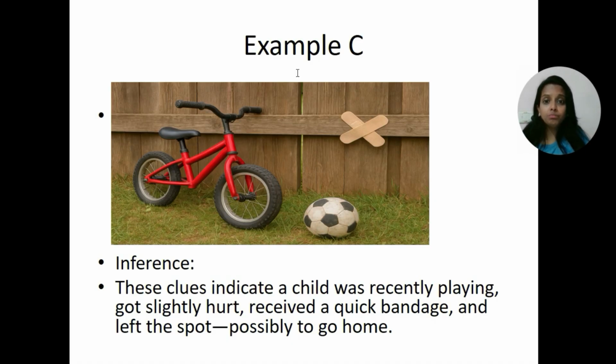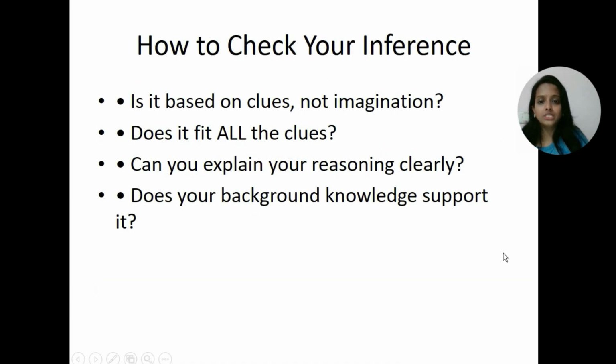So the deflated ball beside a child-sized bike and a bandage left on the fence hint at a recent outdoor accident. Perhaps a child fell from the bike or collided while playing soccer. The presence of the band-aid suggests a minor wound that was treated quickly, while the abandoned bike implies the child left the scene, perhaps to get help or go home. Got it? So now let's move on to see some of the common mistakes and how to avoid them.